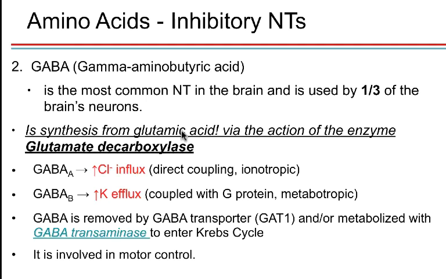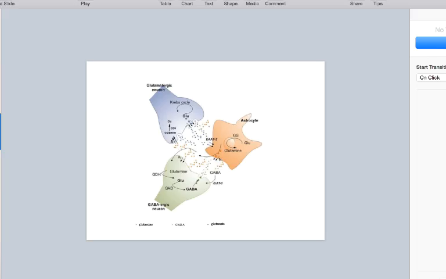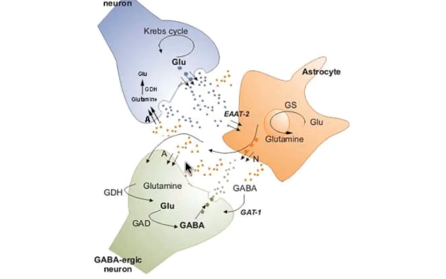To remove GABA, we have a GABA transporter, or you can metabolize it by GABA transaminase. By breaking down with GABA transaminase, the remaining structure can enter the Krebs cycle. The function of GABA would be, of course, inhibitory, so therefore it is involved in motor control the same way that we explained for glycine. Now, do you remember this picture we just talked about?